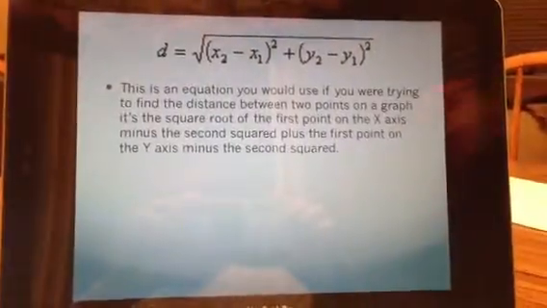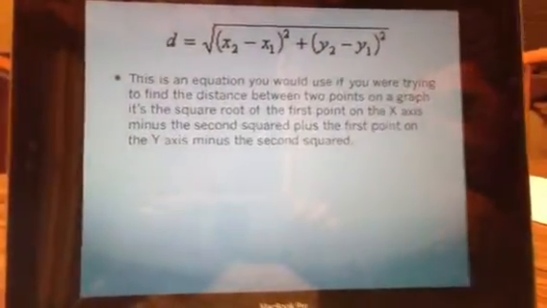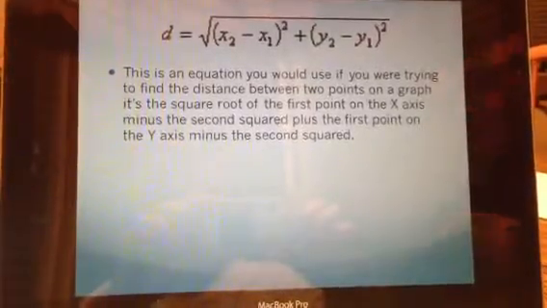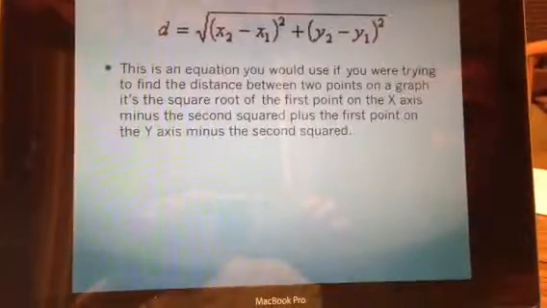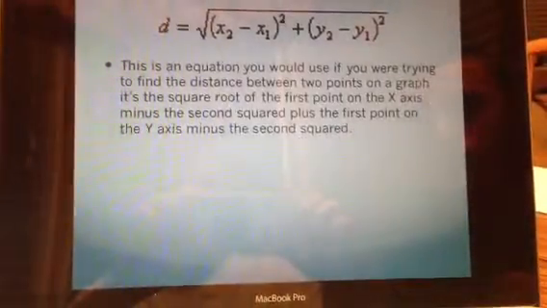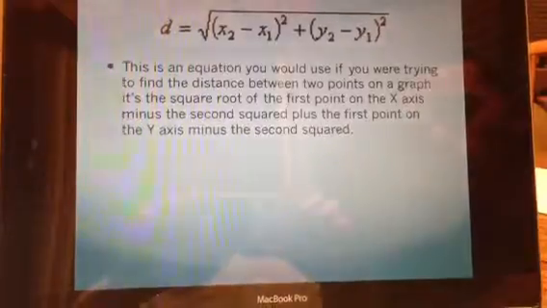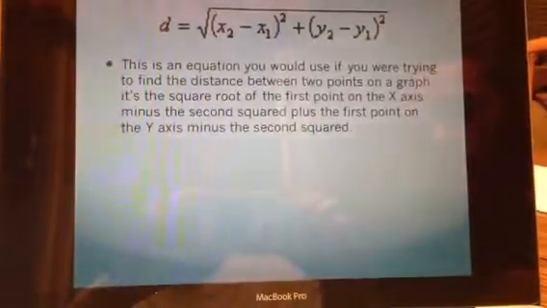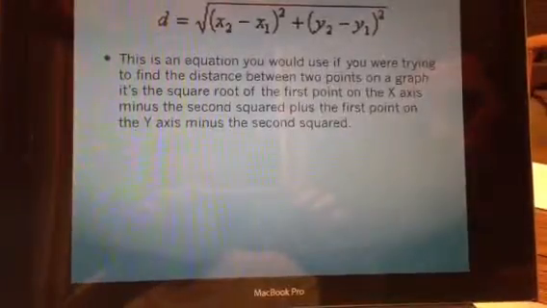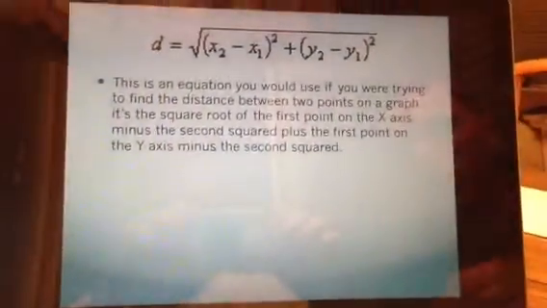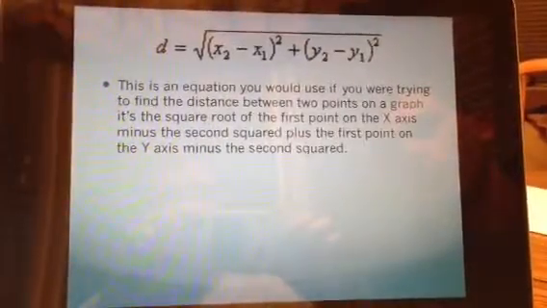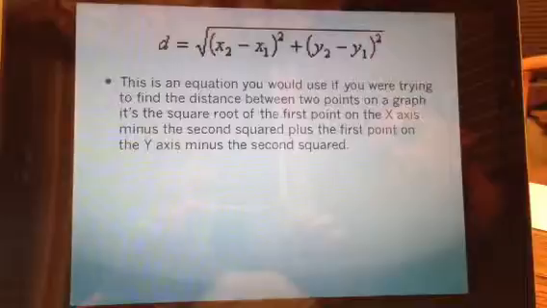Alright, and then this equation, like I said before, is from math classes. You take from a graph the 2 points and plug them into that equation. This is an equation you would use if you're trying to find the distance between 2 points on a graph. It's the square root of the first point on the x-axis minus the second, squared, plus the first point on the y-axis minus the second, squared. So in simpler terms, usually you just solve the changes on each side, square them both, and then do the whole square root over the whole thing.